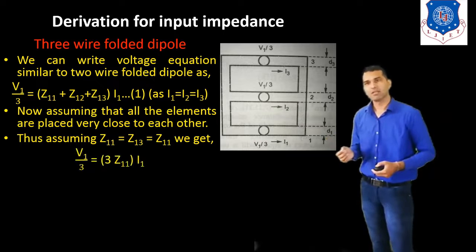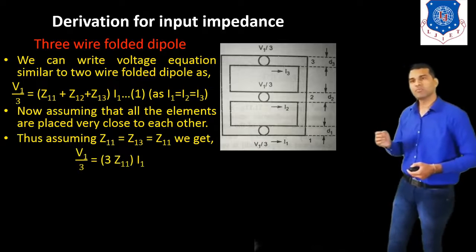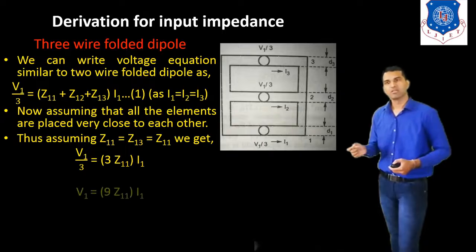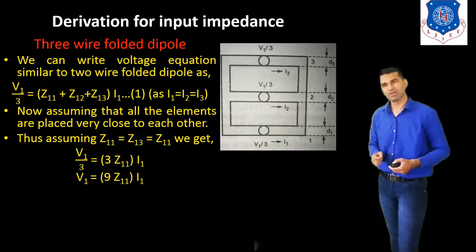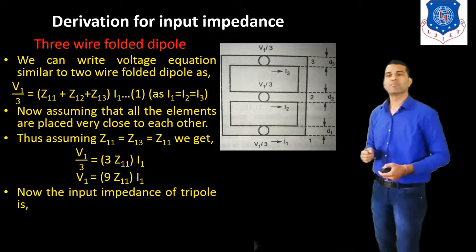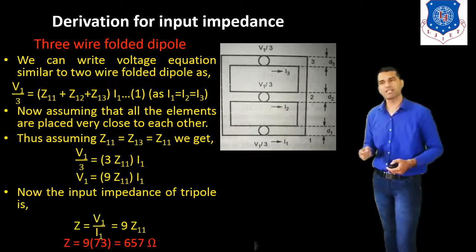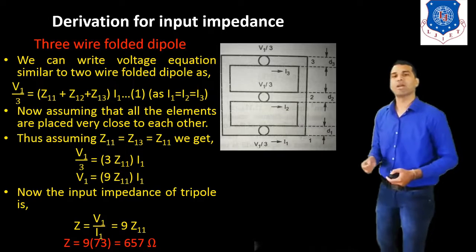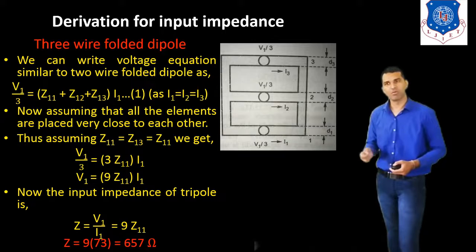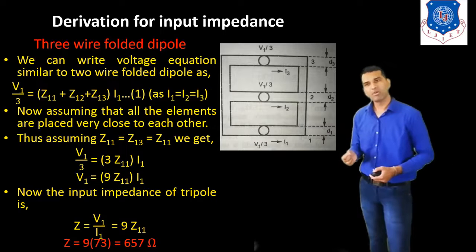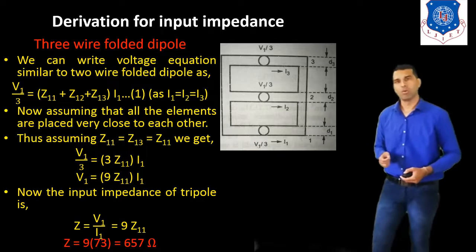So we can write this equation as V1 by 3 is equal to 3 Z11 into I1. So finally we get V1 is equal to 9 into Z11 into I1. So now the input impedance of the tripole we can write as Z is equal to V1 upon I1. I1 is cancelled, so Z becomes 9 Z11. And we have the value Z11 is equal to 73 ohm. So we get the input impedance for the 3-wire folded dipole antenna as 657 ohm.